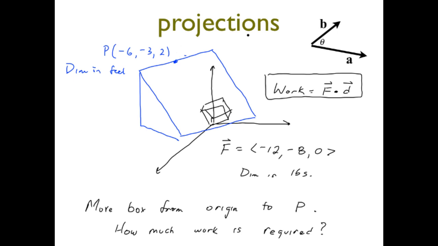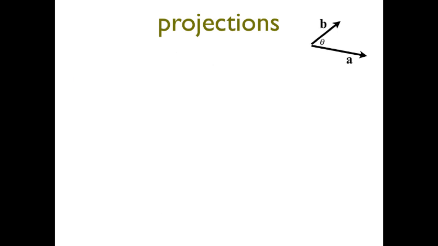Okay, we're going to move on. If you still need time to think about it, we're going to put it on hold and come back and think about it later. So now we're going to do projections. There are two types of projections of one vector onto another. The first is scalar projection, and the other is vector projection.